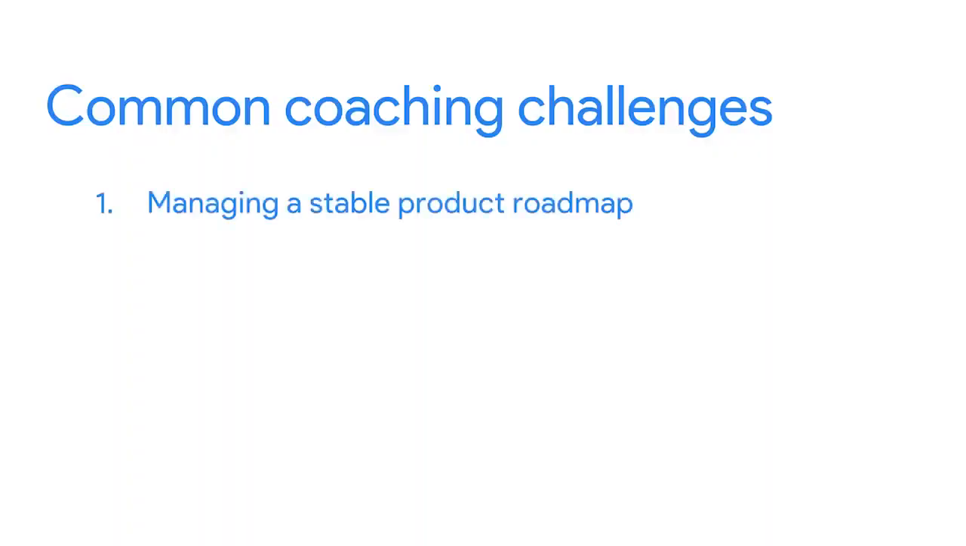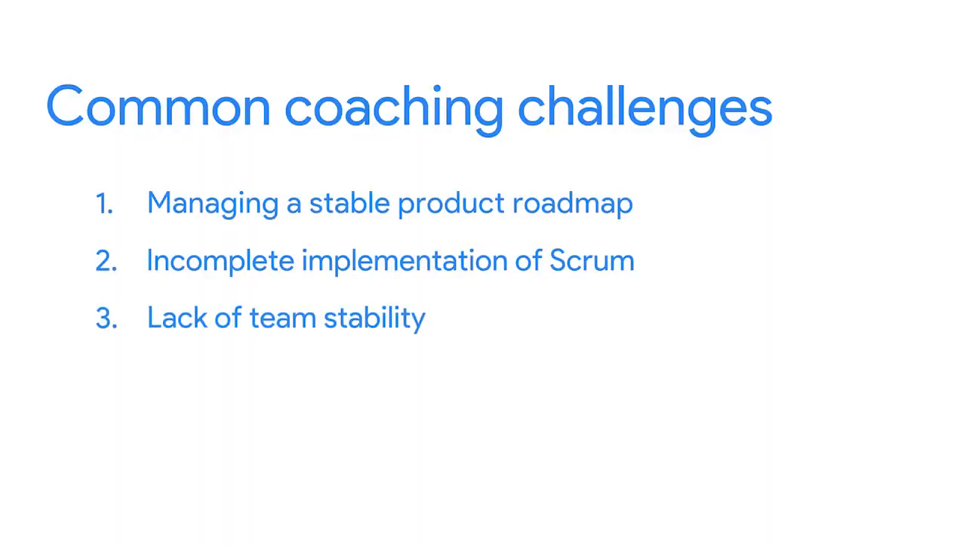To recap, the three main challenges we've covered in this video are managing a stable product roadmap, incomplete implementation of Scrum, and a lack of team stability. I've encountered each of these challenges and more in many of my teams. The wonderful thing about Agile is that there's a huge community of Agilists that are happy to help with any challenges you might come across. Even an experienced Agilist like myself asks for help now and then.